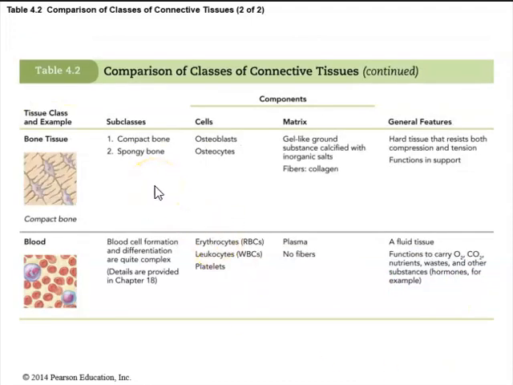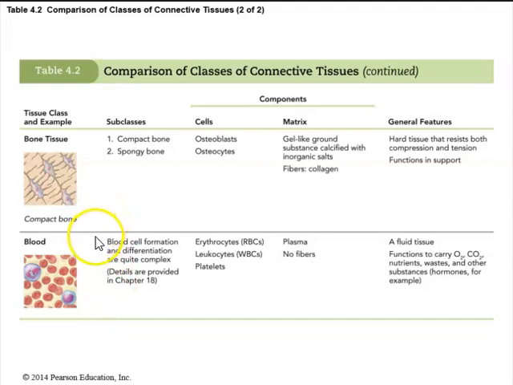Bone tissue: we have different types of bone tissue, compact bone and spongy bone. Again, the primary cells are the osteoblasts, and we also have mature osteocytes. The matrix is made up of ground substance that is calcified, and the fibers are collagen fibers. Bone tissue is a hard tissue that will resist both compressive and tensive forces and functions in support. The 4th class of connective tissue is blood.